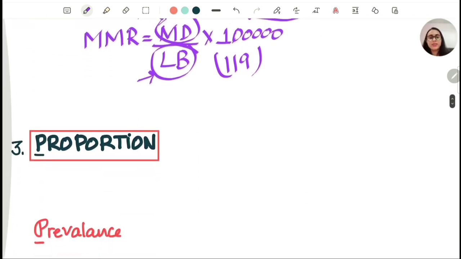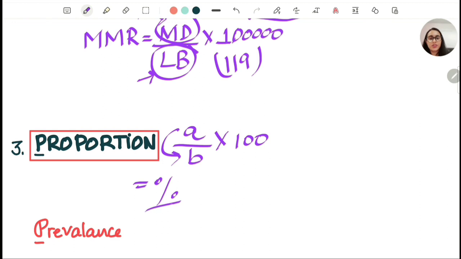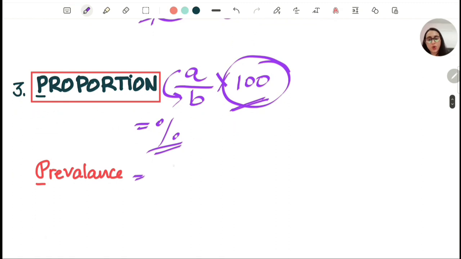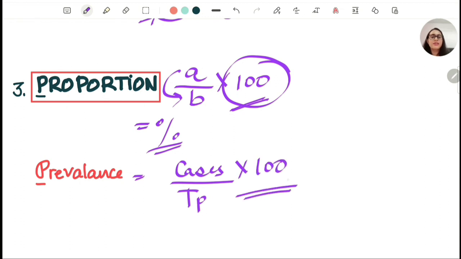Now, proportion is when the numerator is a part of the denominator, like a rate, but the multiplier is 100. So proportion always comes in percentage. Prevalence is the total number of cases divided by the total population into 100. So prevalence is a proportion. Incidence is a rate, where the numerator is a part of the denominator into 1000, 1 lakh, or 10,000. Proportion has multiplier 100, so it comes in percentage. So prevalence is a proportion, incidence is a rate.